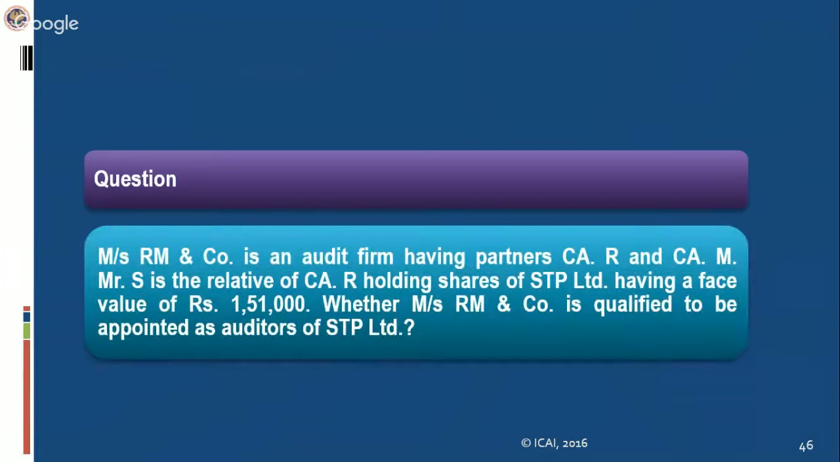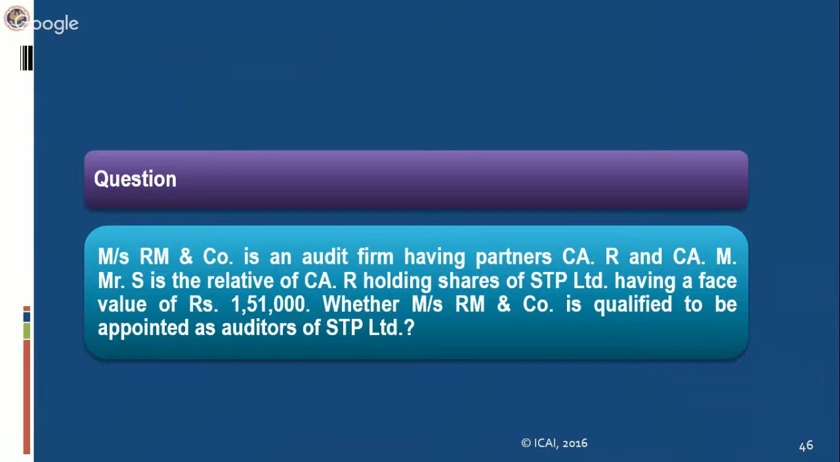Example 1. Look here, this is the query, this is the question. Mrs. RM and Company, which is an audit firm having partners CAR and CAM. Mr. S is a relative of CAR who is holding shares of STP Limited having a face value of rupees 1,51,000. Now, whether Mrs. RM and Company is disqualified or qualified to be appointed as auditors of STP Limited.